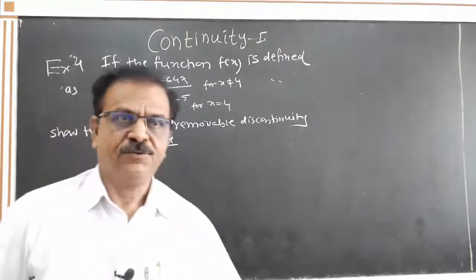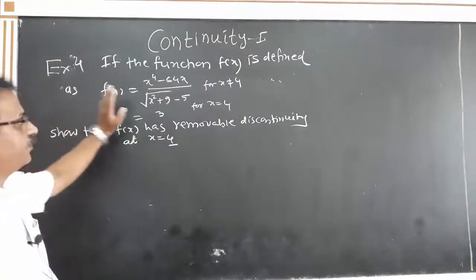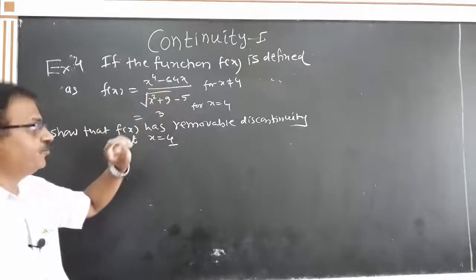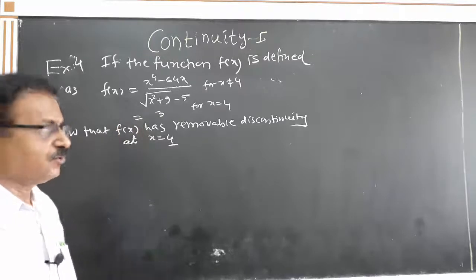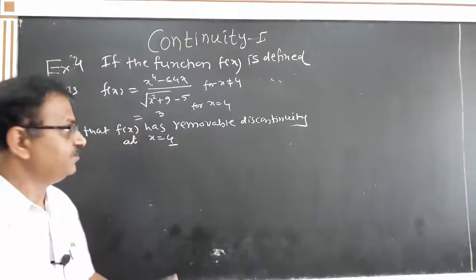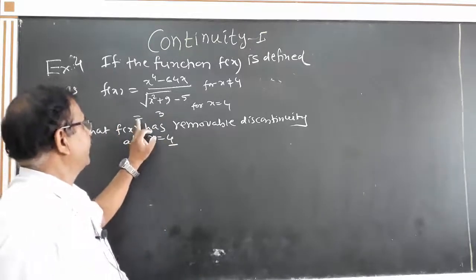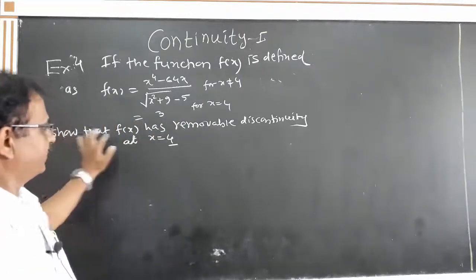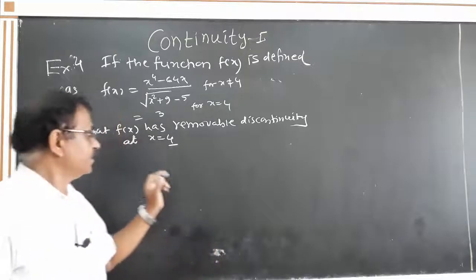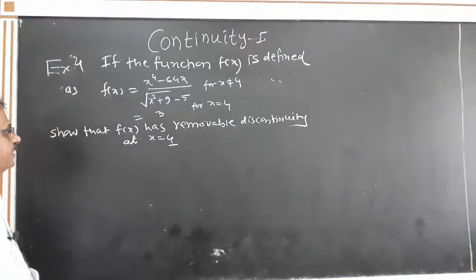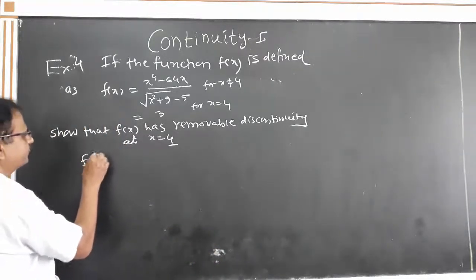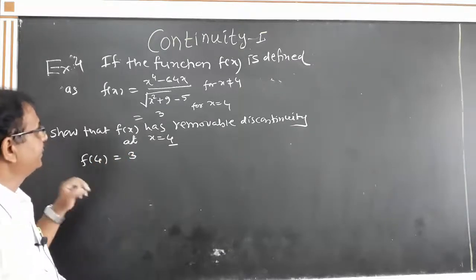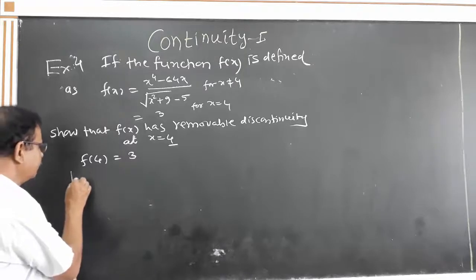Our next problem, fourth problem is, if the function fx is defined as fx equal to x raised to 4 minus 64x divided by square root of x square plus 9 minus 5 for x not equal to 4 and equal to 3 for x equal to 4. We have to show that fx has removable discontinuity at x equal to 4. Here f of 4 is given 3.